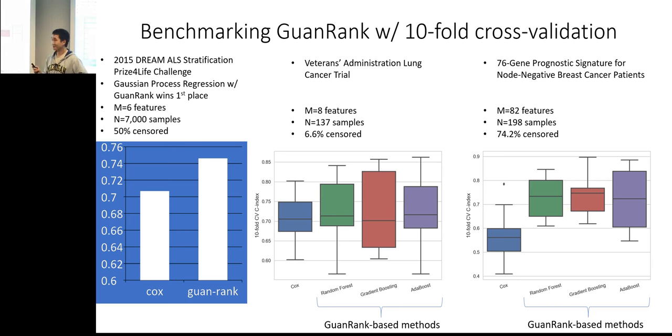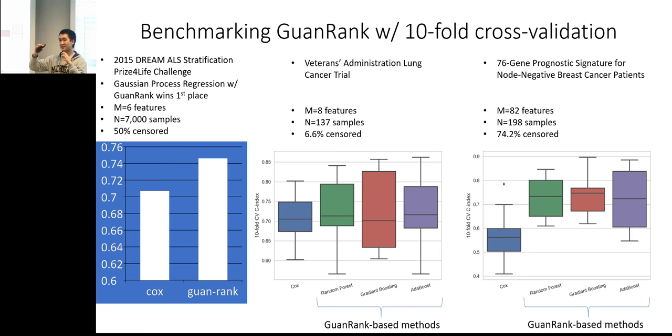So the Cox model cannot use the censored data, right? What do you mean? So the censored data, can the Cox model use it? The Cox model accounts for the censoring. The partial log likelihood function tries to maximize all the concordant pairs.